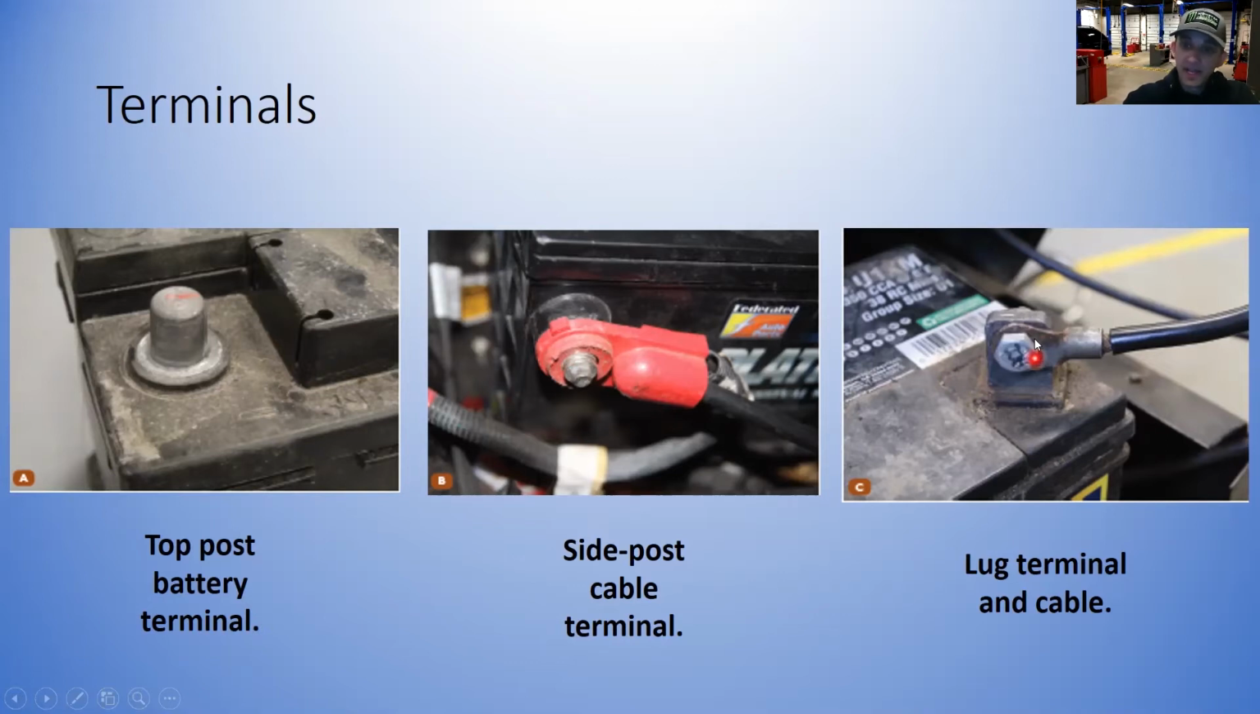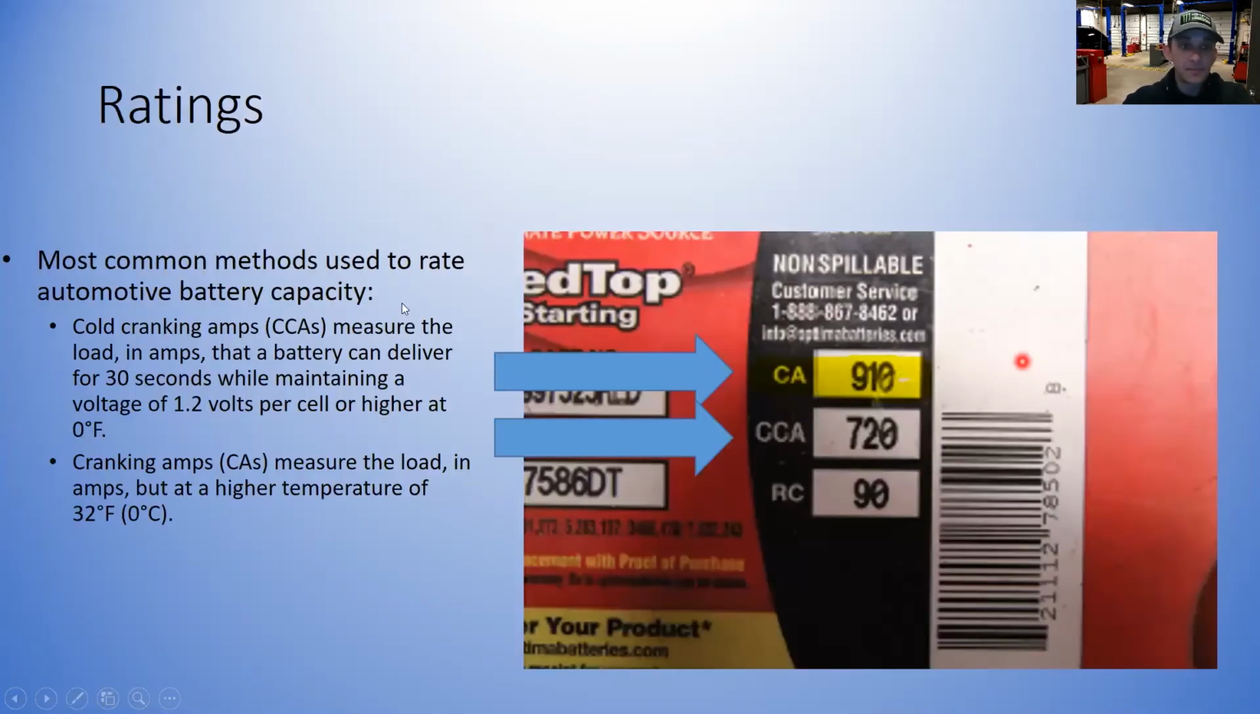And then over here is a lug terminal and cable example. It's basically an eyelet to a lug terminal with a nut and bolt. A lot of times you see these on lawn tractors, lawn mowers, things like that.